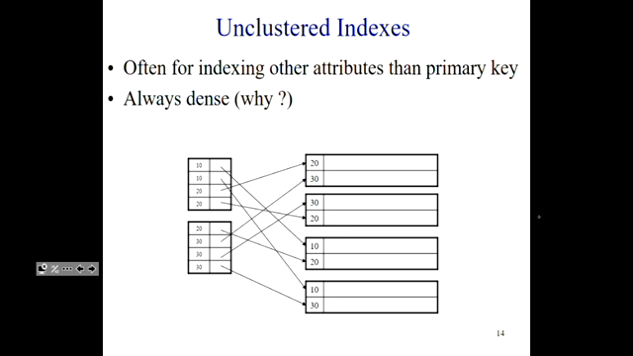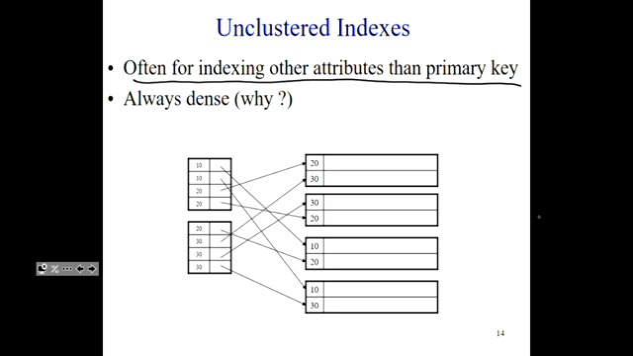And because of that, you need to have a pointer for every single record, and because of that, unclustered indices always have to be dense. They can't not be dense. And unclustered indices are often used for indexing other attributes than the primary key.